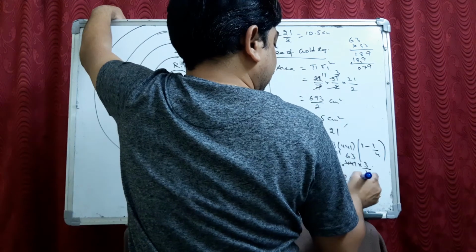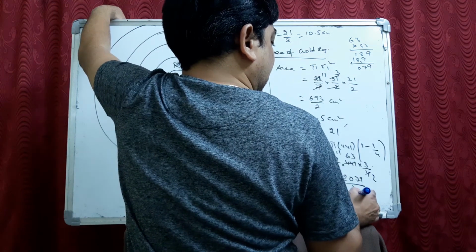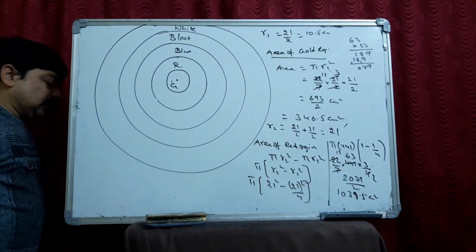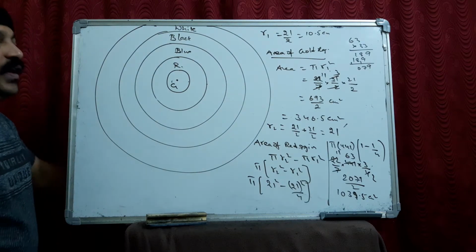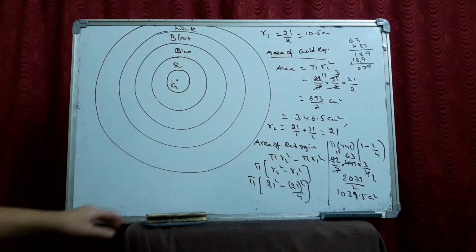2079 by 2 becomes 1039.5 centimeters square. Exactly. Okay. Now I'll rub this and I'll go with the blue region.